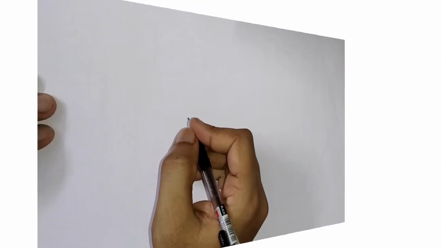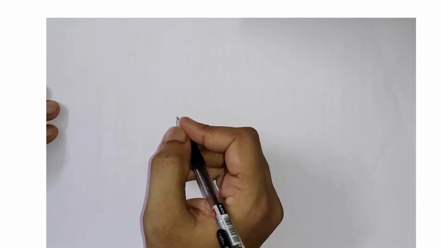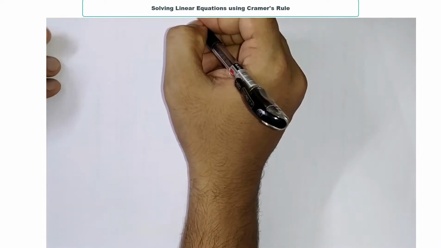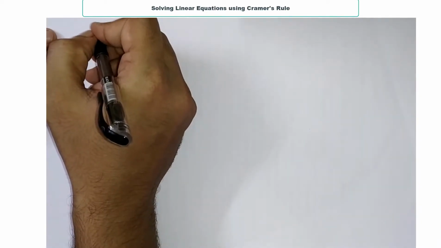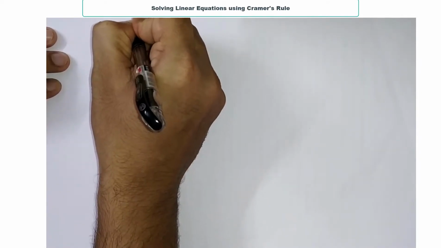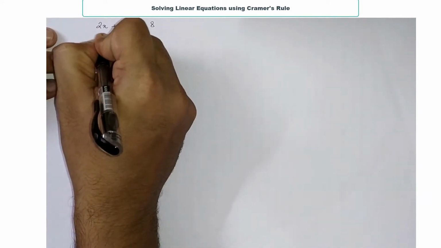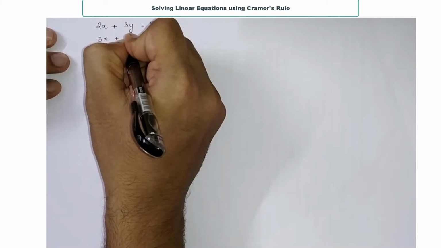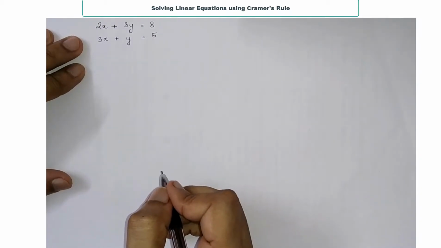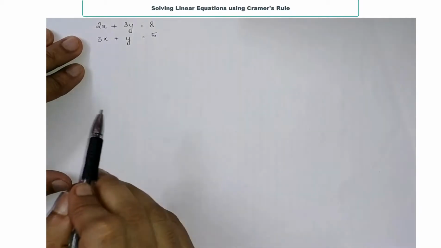Hello students, in today's session we will be discussing how to solve linear equations using Cramer's rule. So just take a simple example: 2x plus 3y is equal to 8 and 3x plus y is equal to 5. So these are our two equations. We're supposed to find x and y.